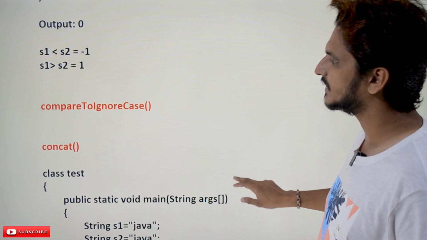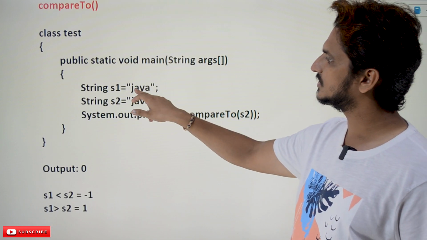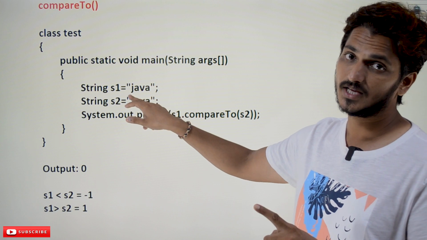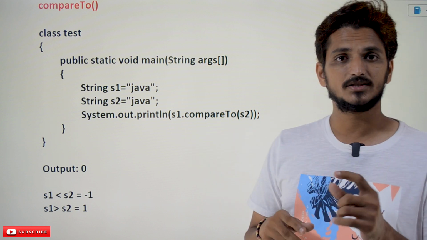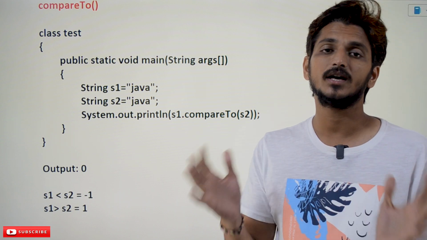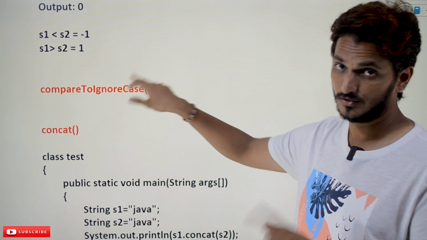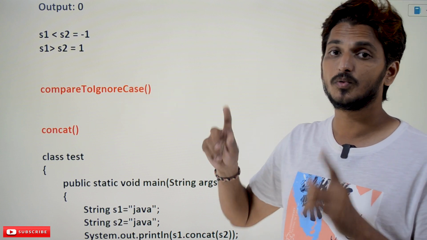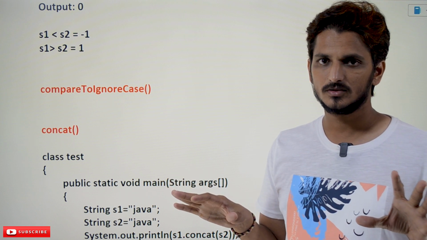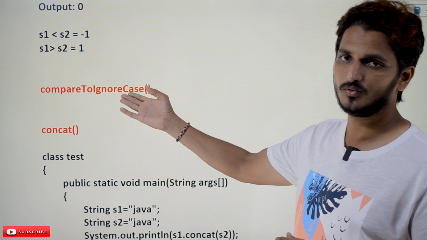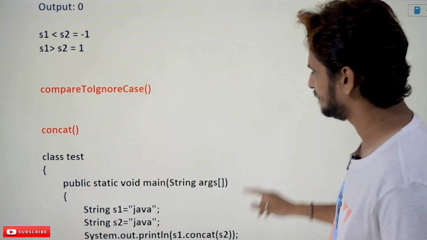Now coming to the same method, compareToIgnoreCase. Suppose you take this example, first Java, write it as capital J AVA. In the compareTo method, capital J and small j are considered different characters. If you use compareToIgnoreCase, it will consider both as the same. Capital J and small j are considered the same j. That is how this method is going to be used. We are not giving an example for this, you can use it above.